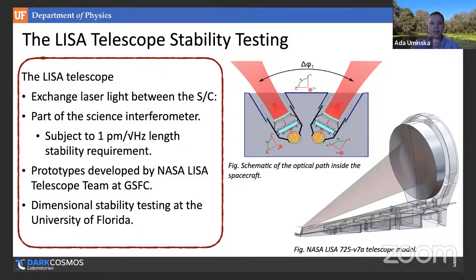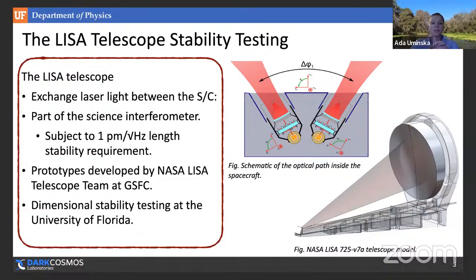Let me jump straight in. So the LISA telescope is an important part of a movable optical subassembly, or MOSA, and it enables light exchange between spacecraft. As a part of a scientific interferometer, it is required to maintain 1 picometer per root hertz length stability during the mission. The LISA telescopes are developed by the NASA LISA telescope team at Goddard Space Flight Center, and on Tuesday, Jeff Livas gave us a presentation about the telescope update. So if you missed that one, go and check it out.